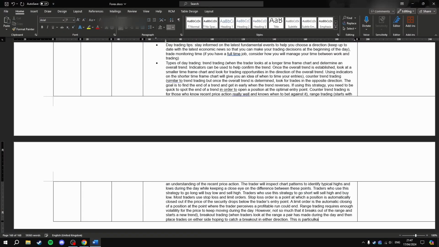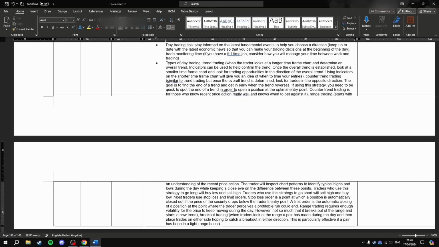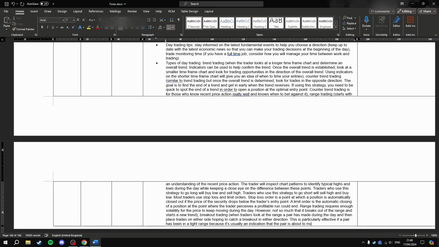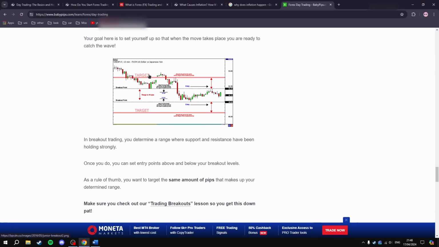This is particularly effective if a pair has been in a tight range because it's usually an indication that the pair is about to make a big move. Your goal here is to set yourself up so that when the move takes place, you are ready to catch the wave.